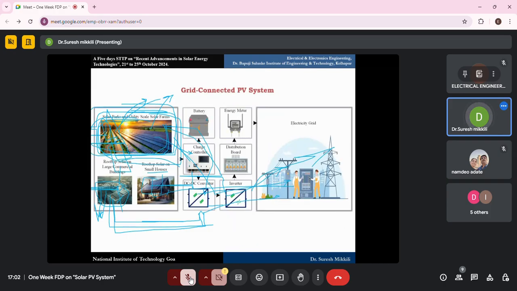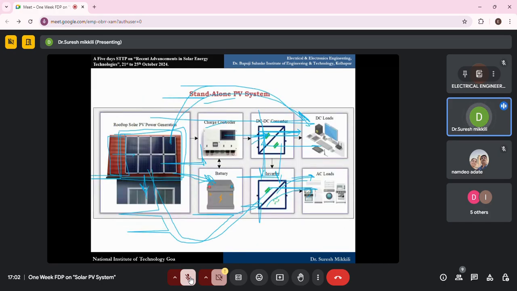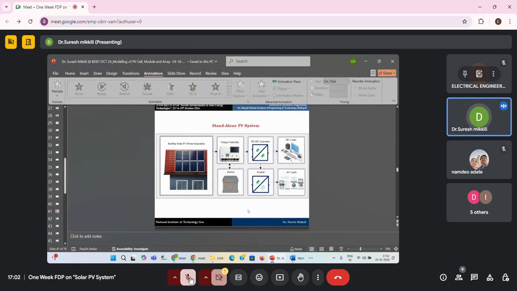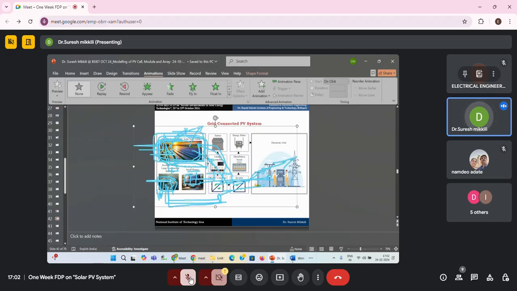Next we have seen the standalone system. A standalone system is not connected with the grid. Whatever amount of power is generated will be consumed by your house itself. So here also charge controllers, converters, and inverters are required. A battery is compulsory for a standalone system, especially in islanded situations.